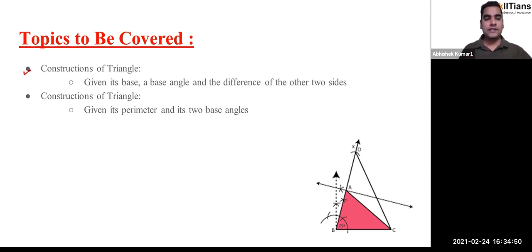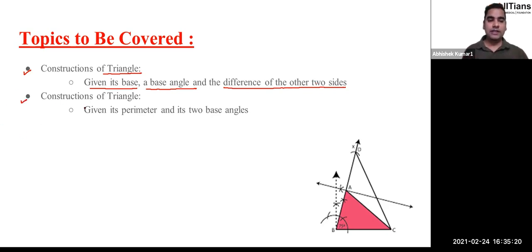The first case is how a triangle can be constructed when you are provided the base, the base angle, and the difference of the other two sides. In the last case, we learned when you are provided the base, the base angle, and the sum of the other two sides. Here we are talking about the difference of the other two sides. So there is a variation, there is a change here.